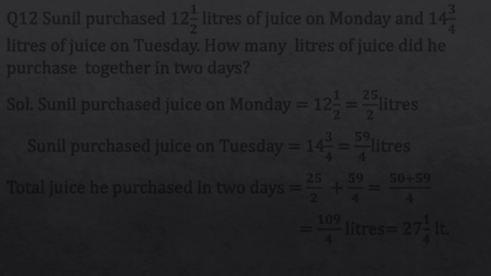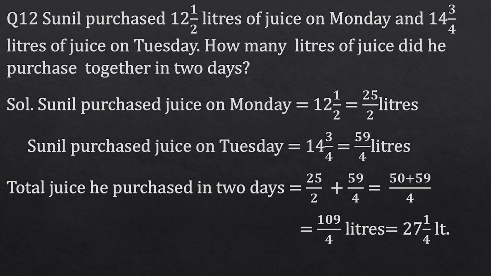Question number 12, this is also of 2 marks. Sunil purchased 12 1 upon 2 liter of juice on Monday and 14 3 upon 4 liter of juice on Tuesday. How many liter of juice did he purchase together in 2 days? See the solution. Sunil purchased juice on Monday 12 1 upon 2, which is equal to 25 upon 2 liter. Half marks for this. Sunil purchased juice on Tuesday 14 3 upon 4, which is equal to 59 upon 4 liter. Half marks for this.